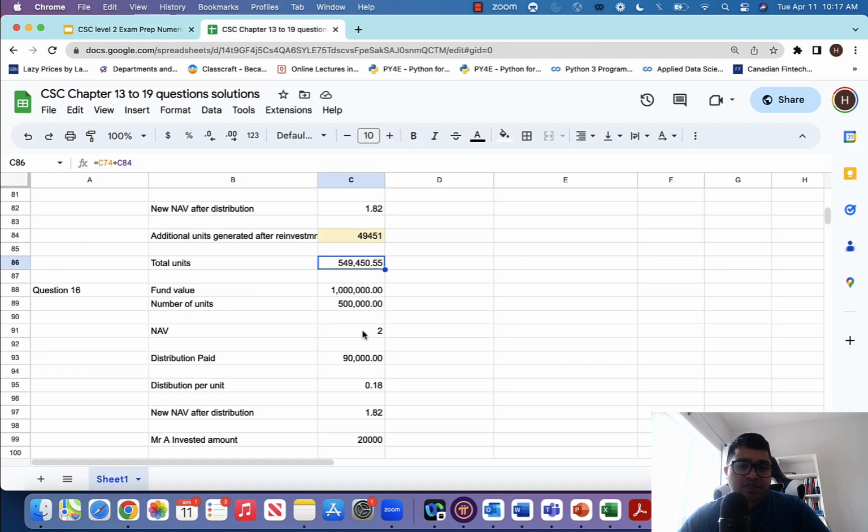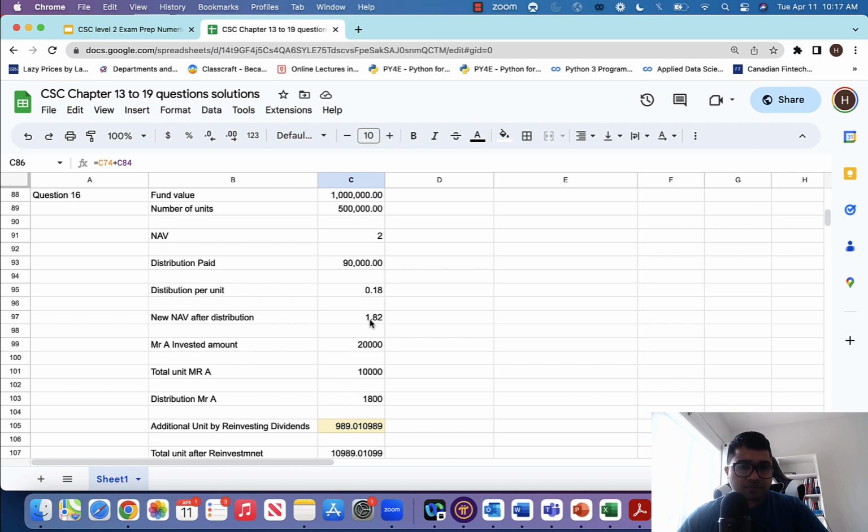So how do you do such questions? It's a variation, so some of the process is similar. NAV you have to calculate. So 1 million divided by 500,000, that is $2 per unit. Distribution was paid 90,000, so you have to calculate distribution per unit, 0.18. Then the NAV is going to drop. So from $2 it is going to $1.82. That drop is going to happen.